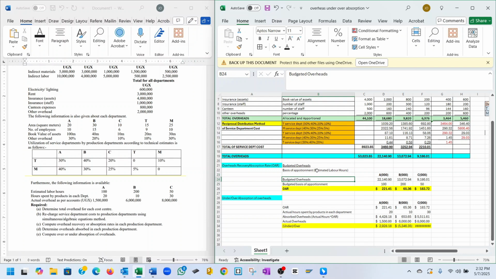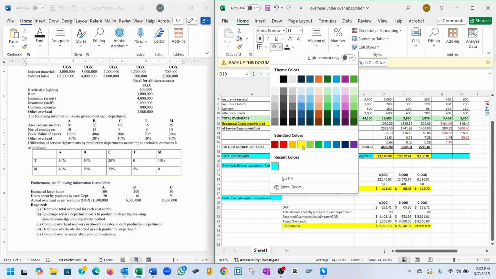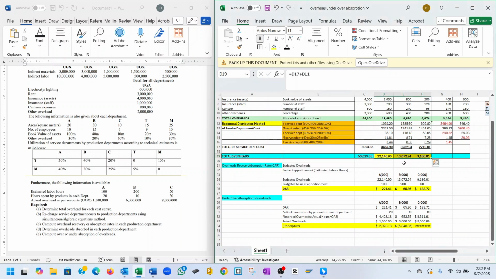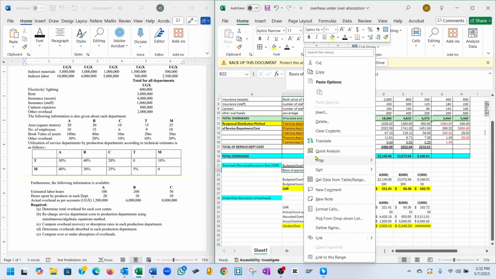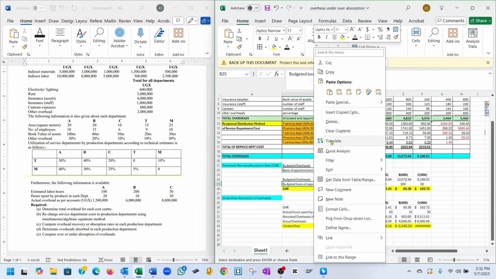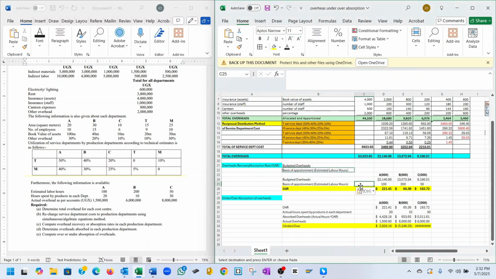Since the formula has been given, the budgeted overheads is brought here. The budgeted overheads is what we have computed up here, so let me highlight what we have computed in yellow. Now we bring them down here for A, B, and C. What is the budgeted basis of apportionment? It has been given as the estimated labor hours. For A, it is 100, B it's 200, C is 50.